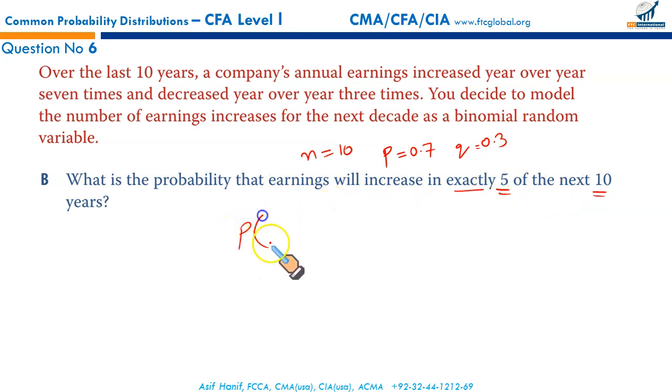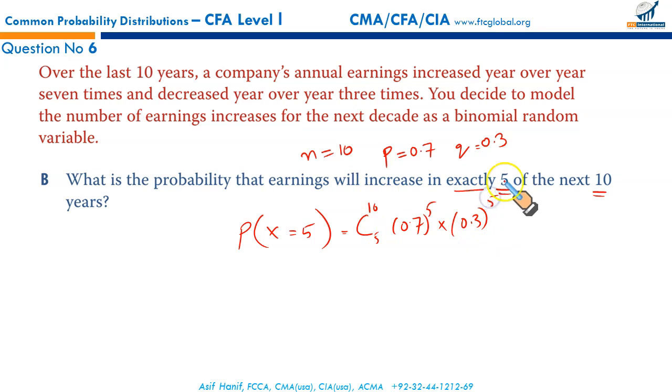So that means you're looking for X equal to 5, right? nCr, that is 10C5, times p to the power r, that is 0.7 raised to the power 5, times q, that is 1 minus p, 0.3 raised to the power 10 minus 5, that is 5 as well. Now if you simplify 10C5 by using your calculator, 10 combination 5, it will be 252.